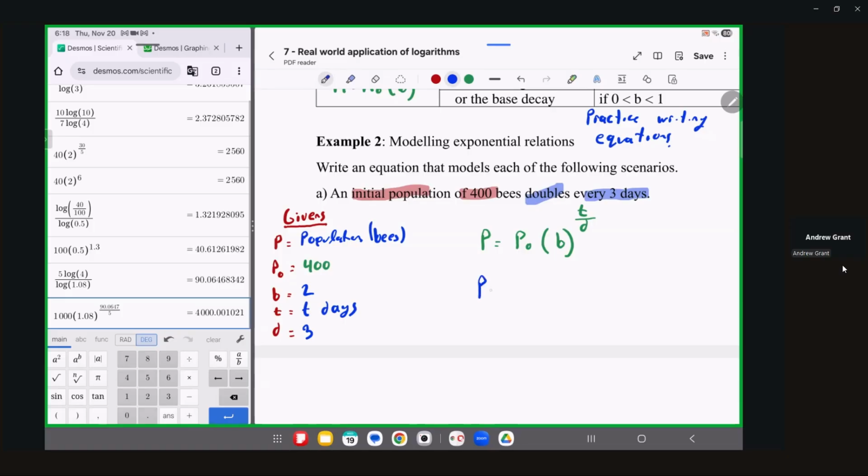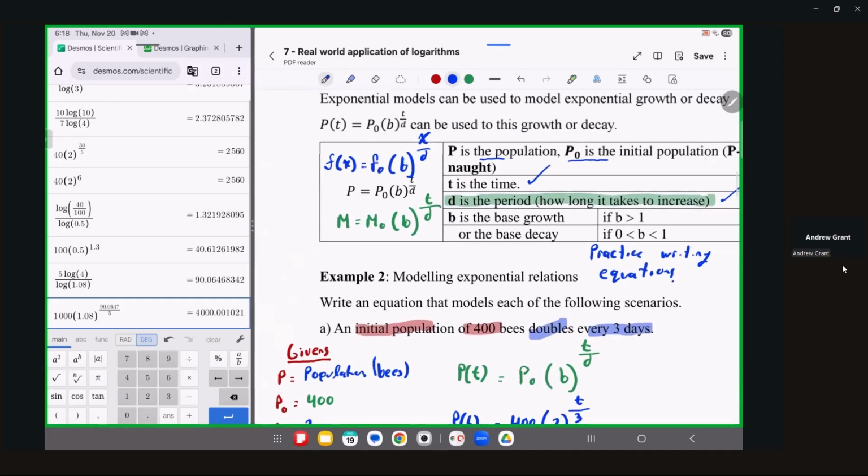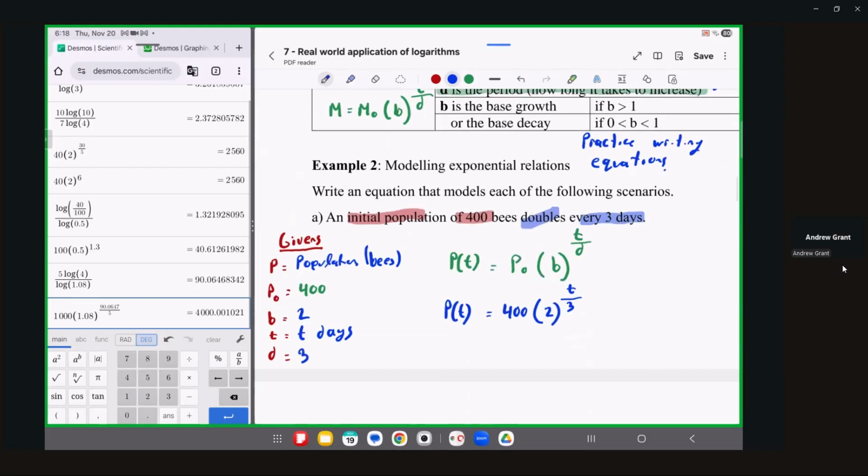And so capital P will be equal to, the initial population is 400, multiplied by b, which is going to be 2 to the power of t over 3. And this is the general equation that would describe this. And if you so choose, and in fact, I will go ahead and do this, we have our P of t. I just use capital P here because the book uses capital P and sometimes it uses P of t, but they mean the same thing.